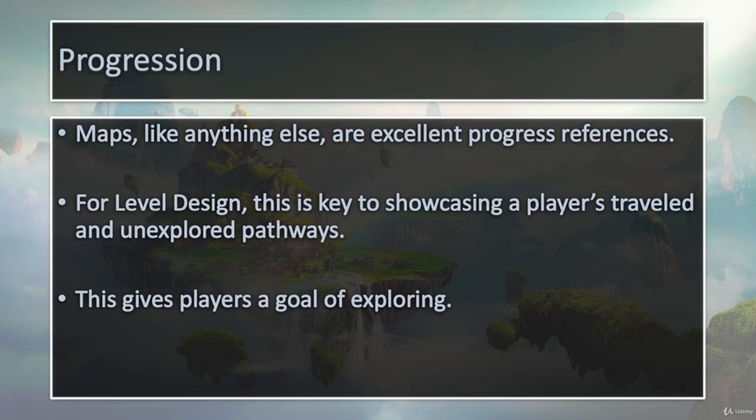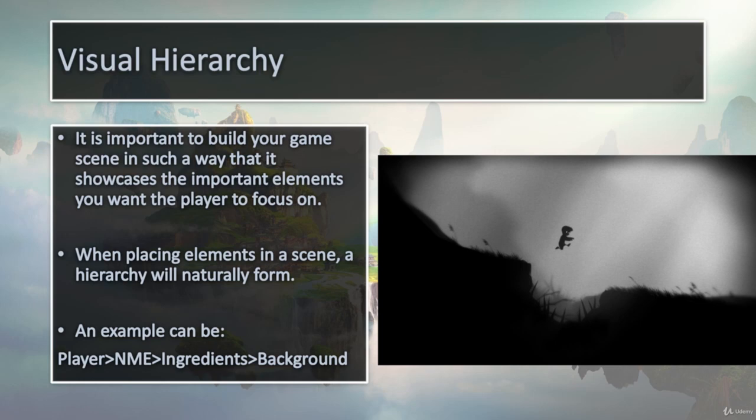Now looking at visual hierarchy. It is important to build your game scene in such a way that it showcases the important elements you want the player to focus on. And when placing elements in a scene, a hierarchy will naturally form. An example could be the player first, the enemy, ingredients, and the background.